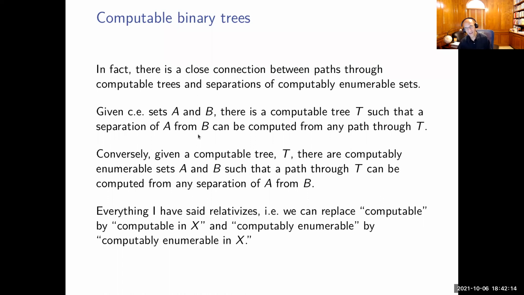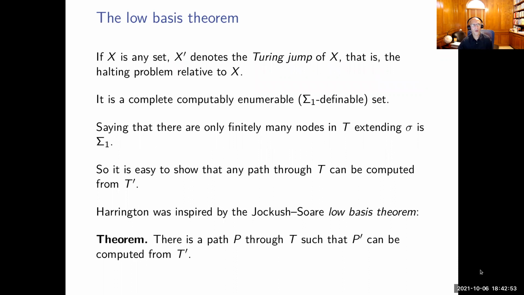Going the other way, if I give you a computable infinite binary tree, there are disjoint computably enumerable sets A and B such that a path through T can be computed from any separation of A and B. There are bugs on this slide, I'll go back and fix it. But the short story is you can compute paths through infinite binary trees from separations of disjoint computably enumerable sets and vice versa. And everything I've said relativizes. So if you replace computable by computable in X, things still work.